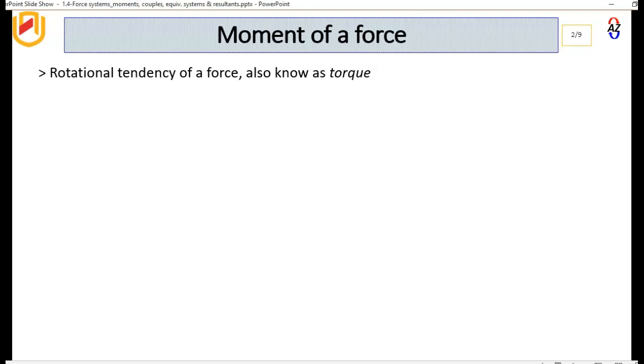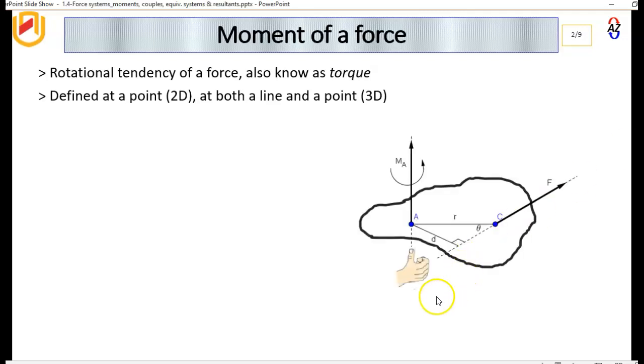So the moment of a force really is the rotational tendency of a force. It's also called a torque. It's defined in two dimensions at a point, but in three dimensions we can define it both at a point and also on a line. So this is our illustration here.